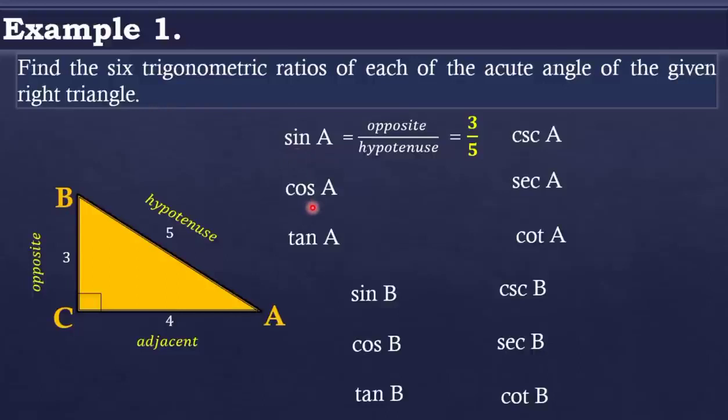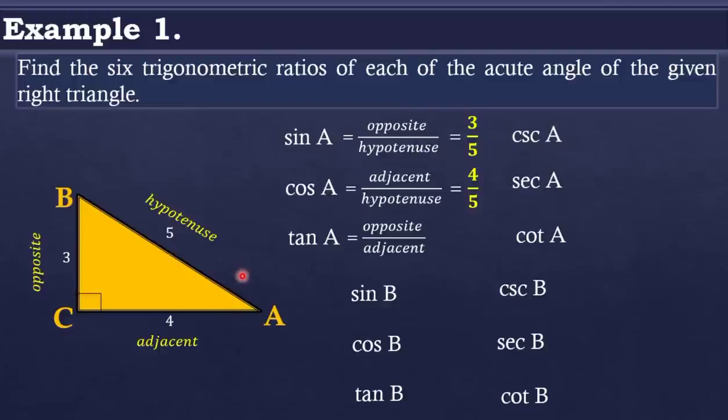Now, for cosine A, so this is still your angle. For cosine, that is adjacent over hypotenuse. Okay, so adjacent over hypotenuse. So, this is your angle. So, adjacent. Ito po yung ating adjacent. And then, this is your hypotenuse. So, 4 over 5.